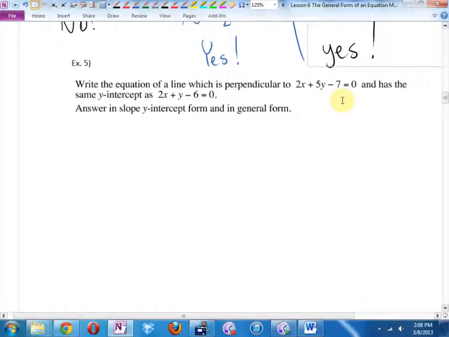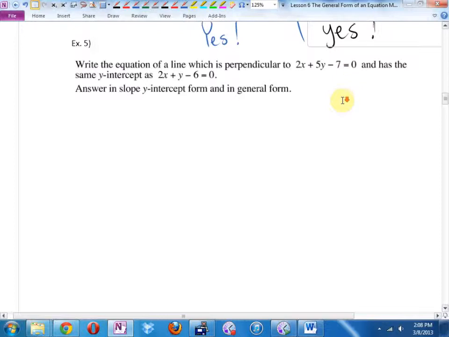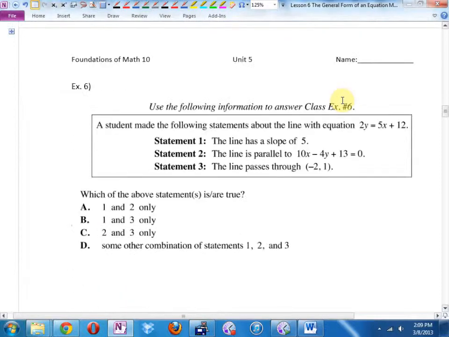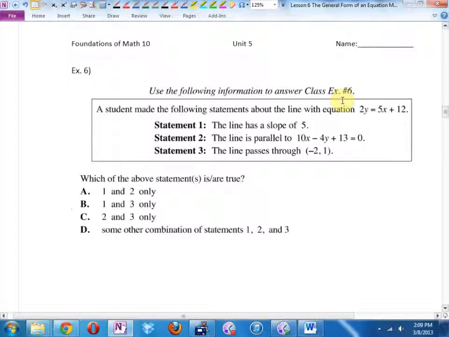Example 5, we're going to pass on. This is writing equations of lines, and this is where I decided, after photocopying this lesson, I can show you a better Swiss Army knife approach using one thing that you can adapt to all of your needs. So, example 5, we're going to look at questions like this on Monday. But we can try example 6.